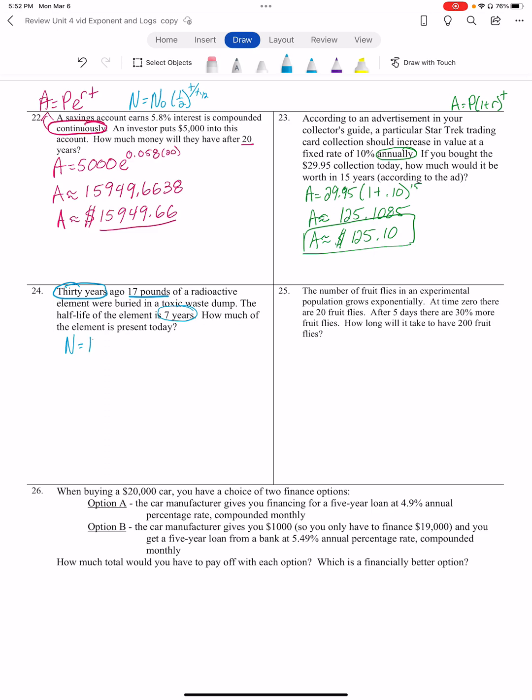So we want to know how much element is present today. We know the initial amount is 17 pounds, 1/2. My time is 30 years. My half-life is 7. So N is approximately 0.8716 pounds. Make sure you write your units.